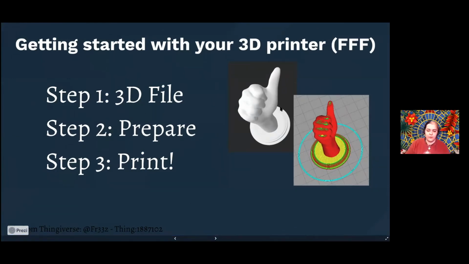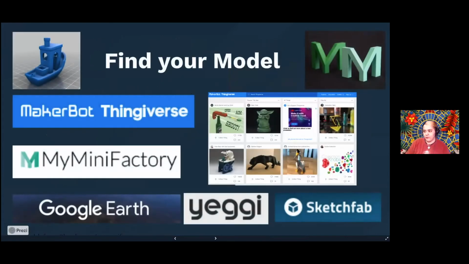So when you have your printer, or you have access to a printer, you're going to want to get your file ready to print. And how do you do that? Well, first you have to find your model. There are a lot of resources on where to find a model if you aren't savvy with modeling from scratch or anything. You can find it.